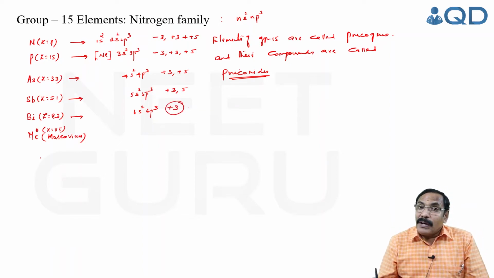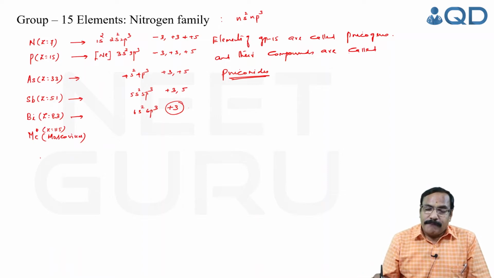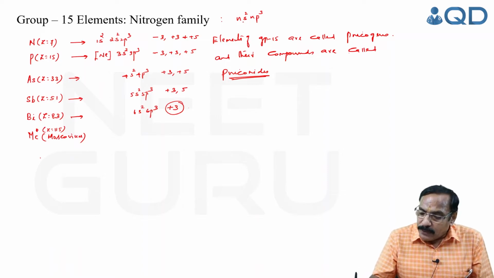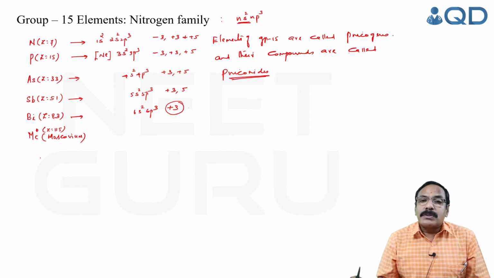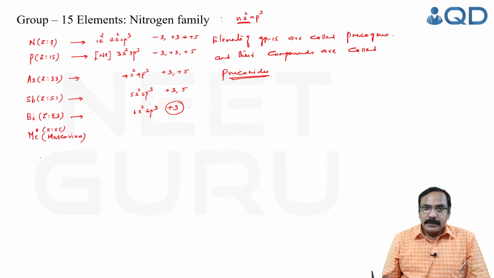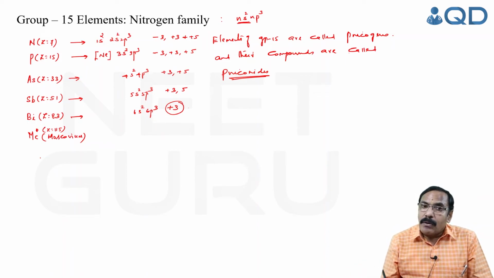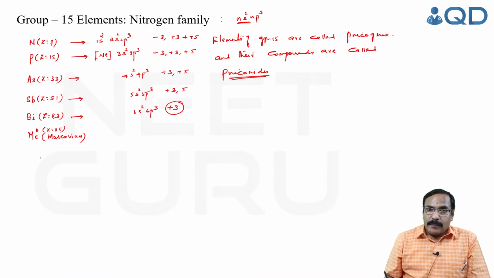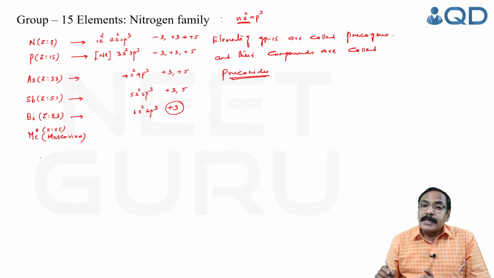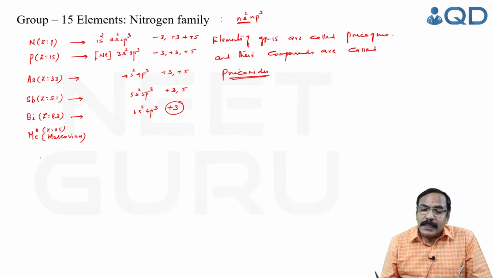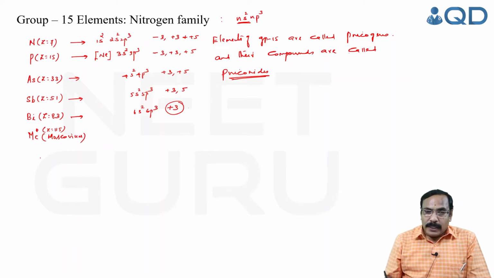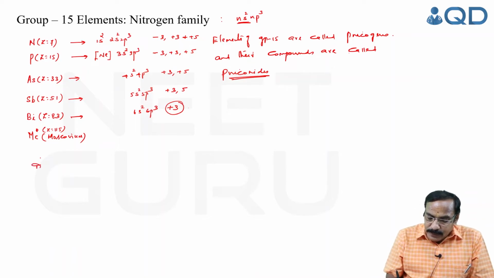It is because of an effect called the inert pair effect. That is, the pair of electrons in the s orbital of the outermost shell becomes inert, due to the poor screening effect of the inner d and f electrons. So the stable oxidation state of bismuth is +3. The only known compound of bismuth in the +5 state is bismuth pentafluoride.